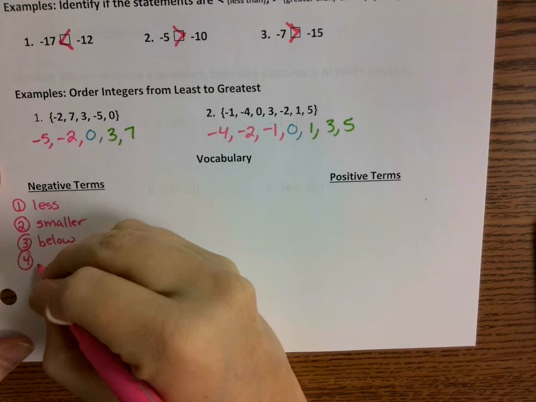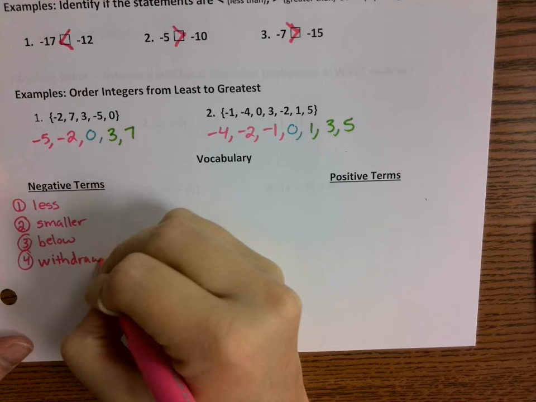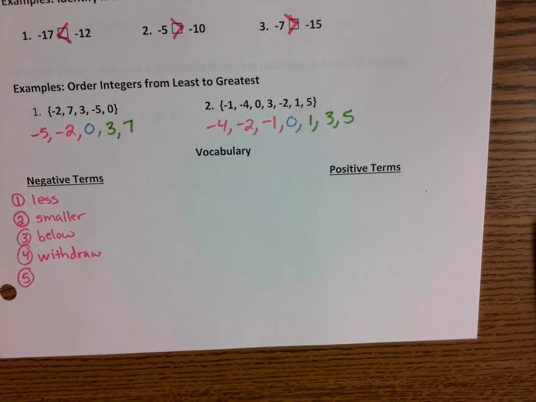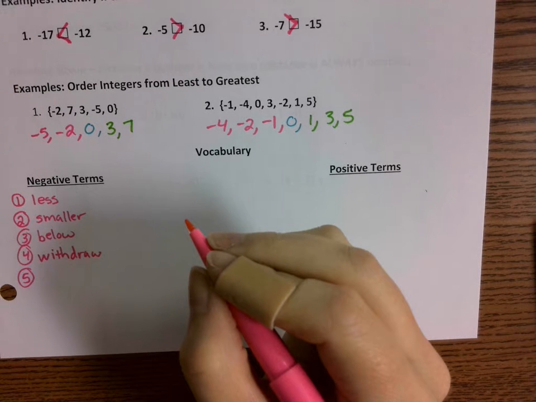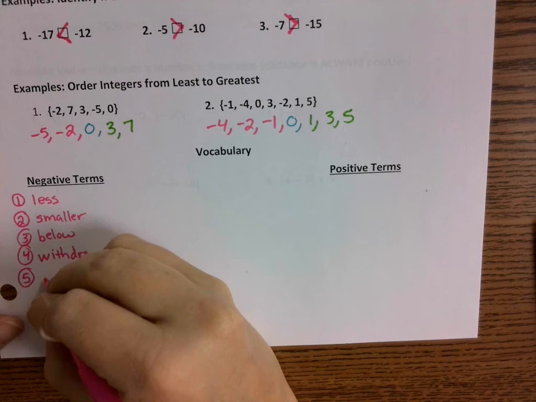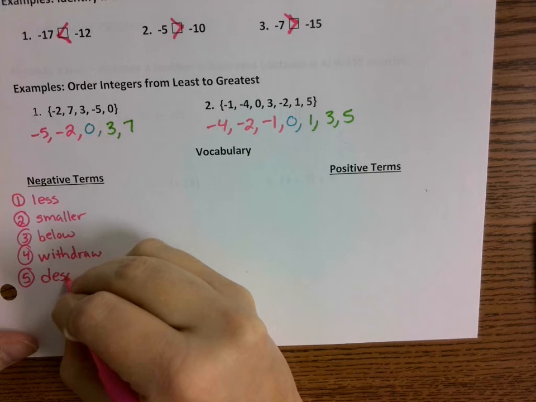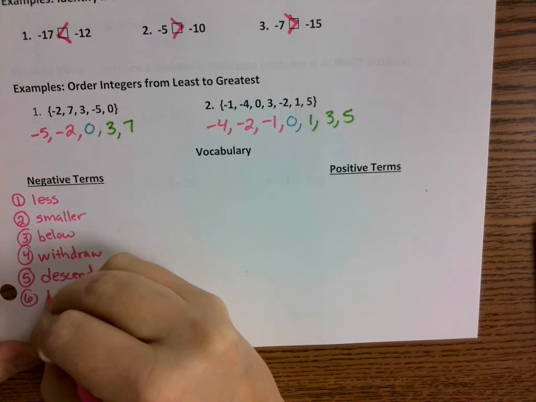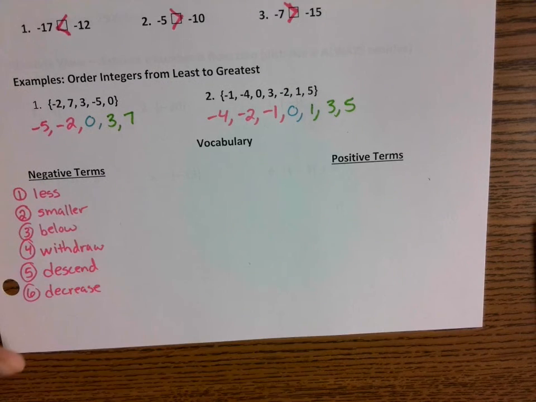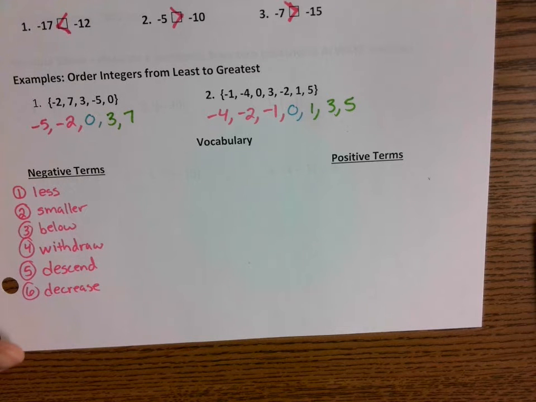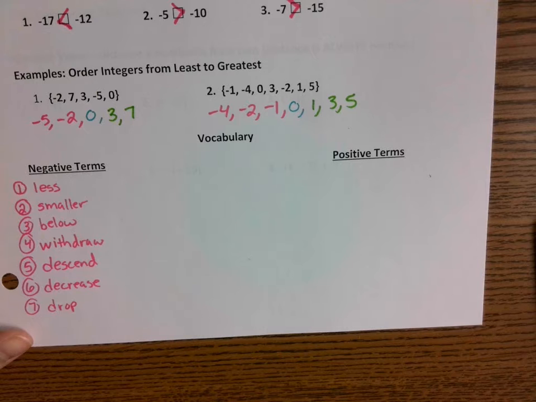If you're in an airplane, and the plane is decreasing in its height, they call that a descend. The word decrease can also indicate a negative. A drop. These are all terms that could be used if something drops below a certain value. So these are some terms that we know for the negative.